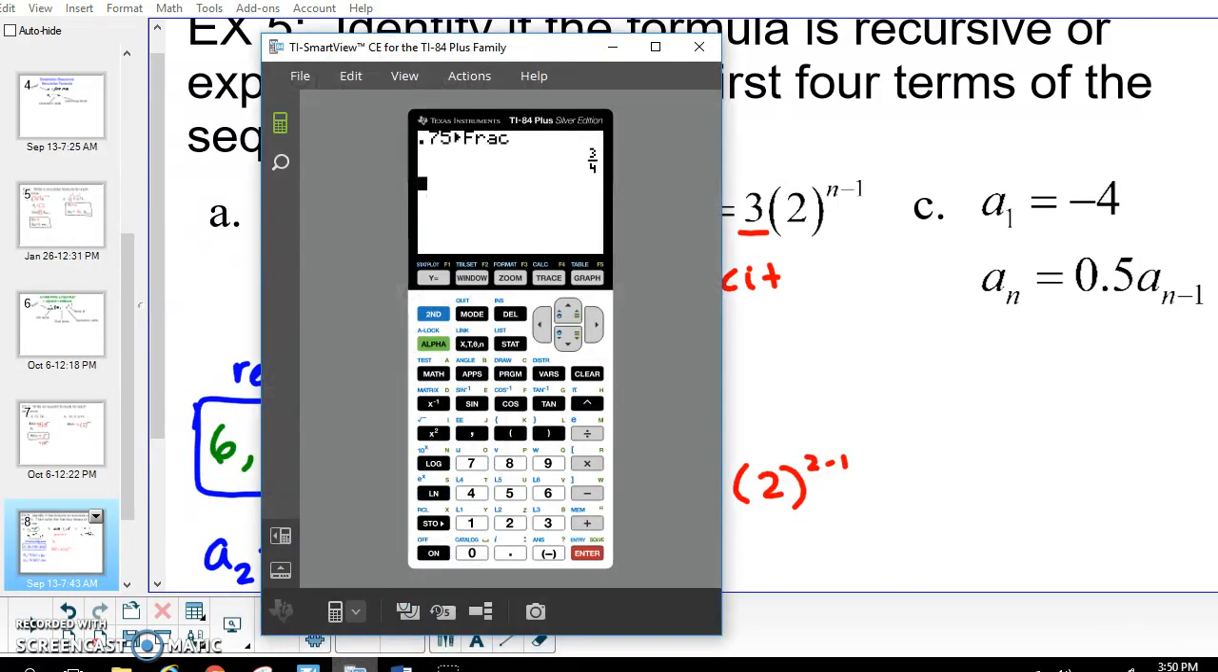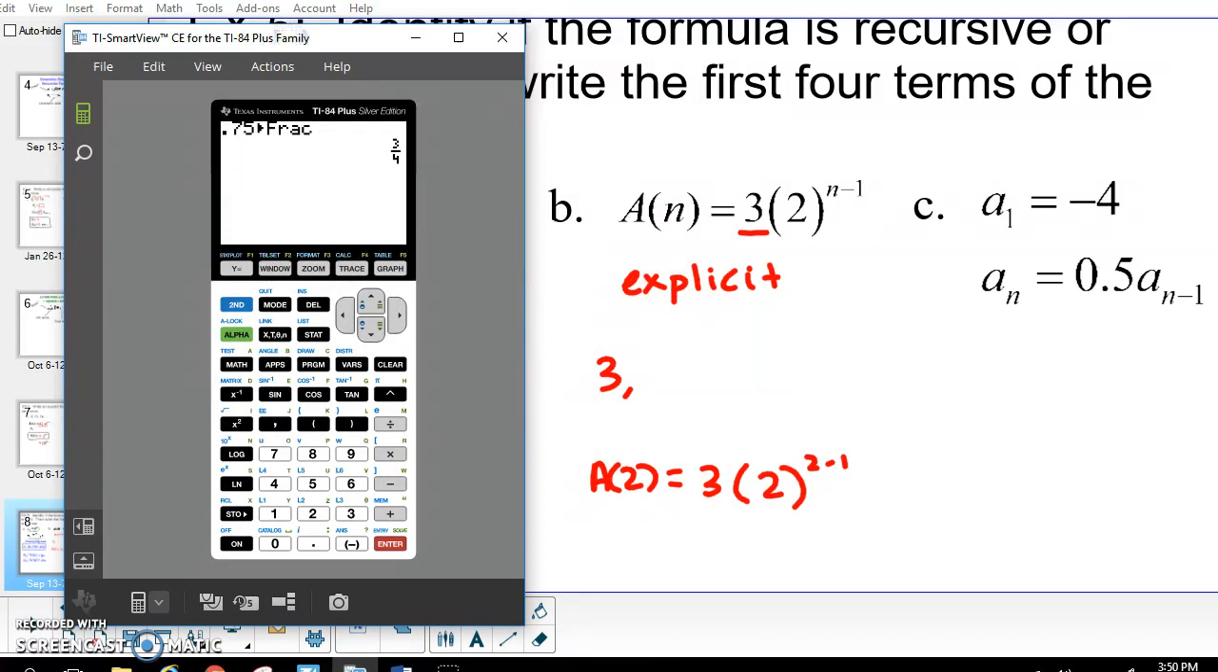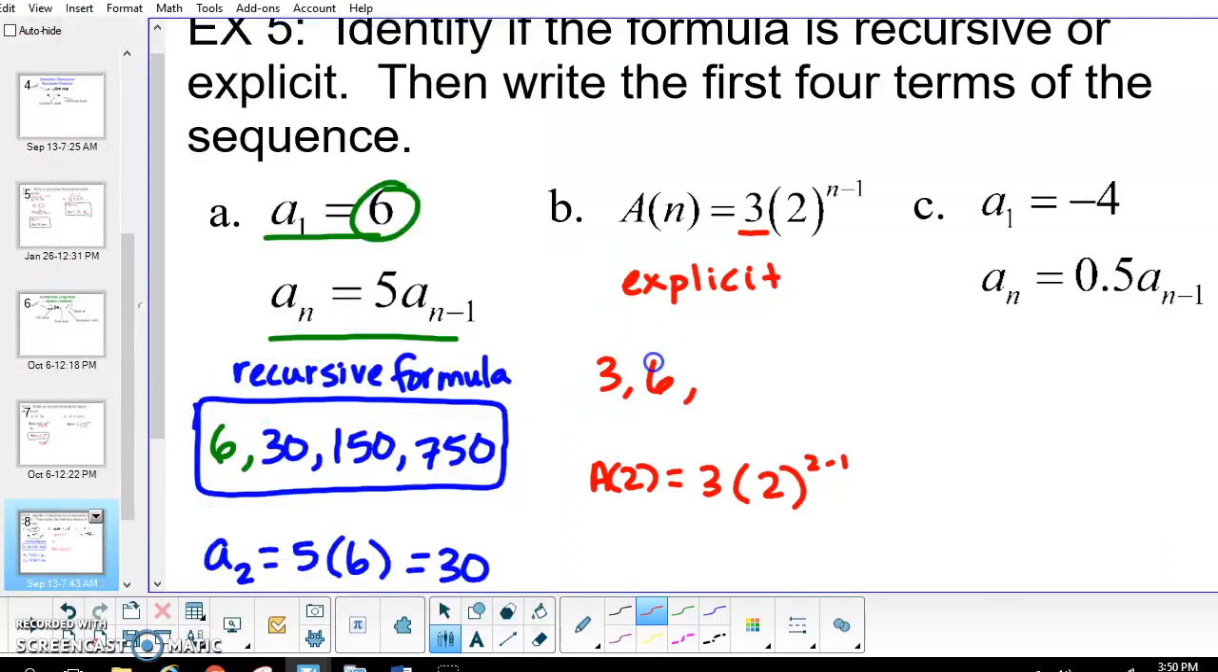So when I go to type it in, I'm just doing 3 parentheses 2, and I'll use my caret key, and then I'll do 2 minus 1 in my head and just type in 1. And it's 6. Or I can recognize, okay, my common ratio, this part right here, is 2, which means I multiply by 2 every time. So then 6 times 2 is 12, 12 times 2 is 24.